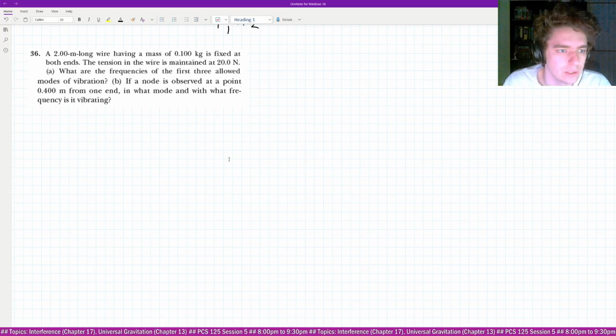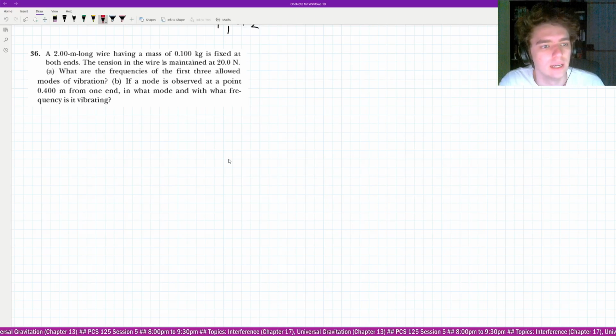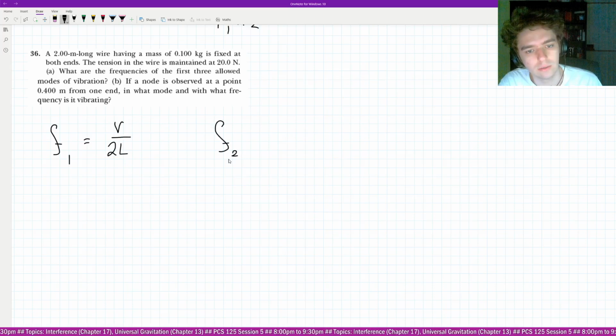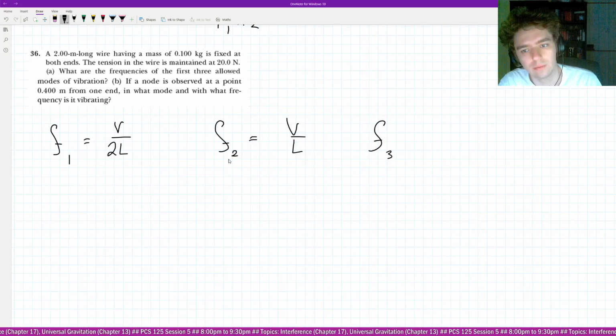It's fixed at both ends, so it's going to have normal harmonics. If a node is observed at a point that... Okay, well, let's deal with part A first. So what are the frequencies of the first three allowed modes of vibration? Well, it's just the first harmonic, which is going to be V over 2L. The second harmonic, which is going to be V over L. And the third harmonic, which is going to be 3V over 2L.